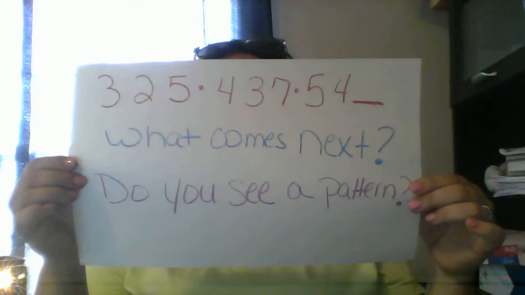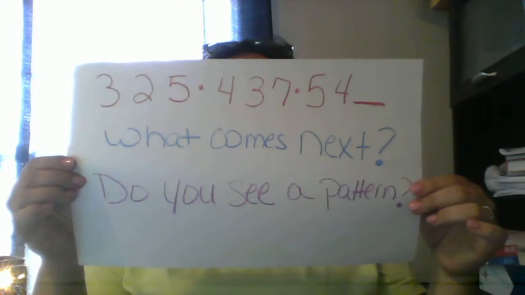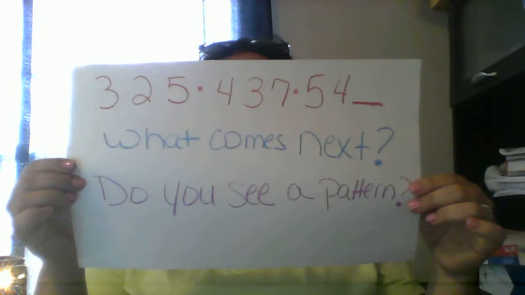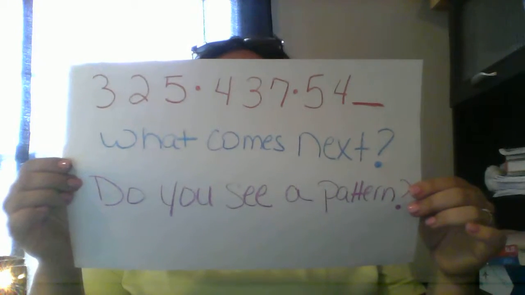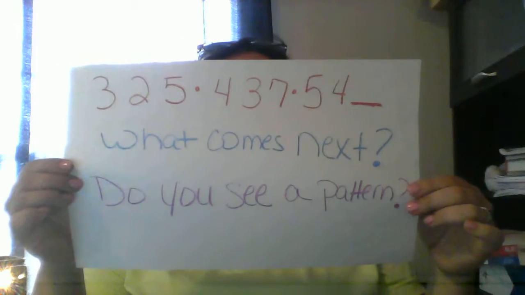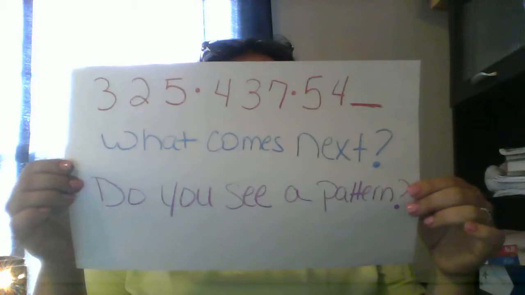3 plus 2 equals 5. 4 plus 3 equals 7. We definitely have a pattern. The pattern is that the first number in each group and the second number in each group equals the third number in each group. So how do we put that together to figure out what that third group of numbers should be?